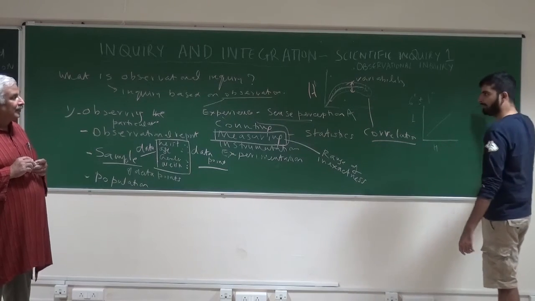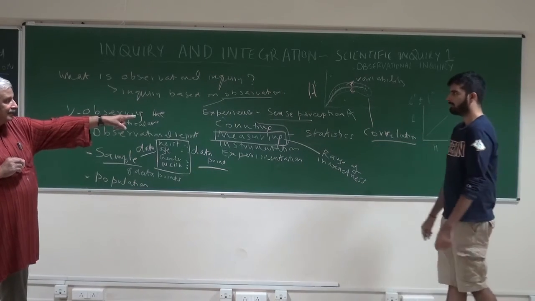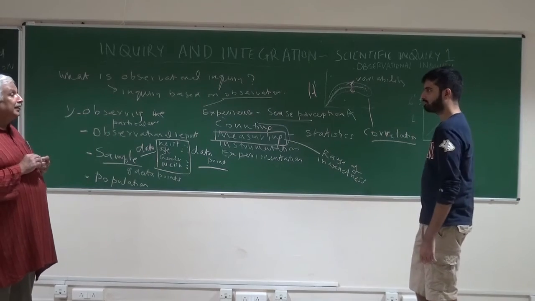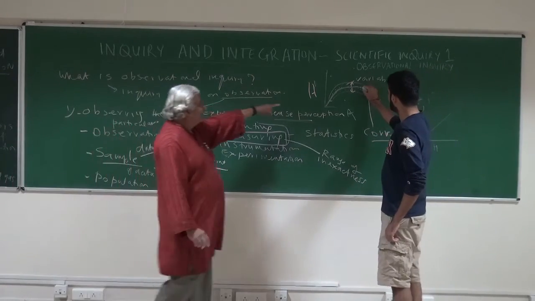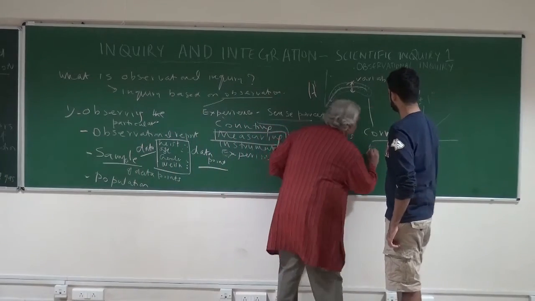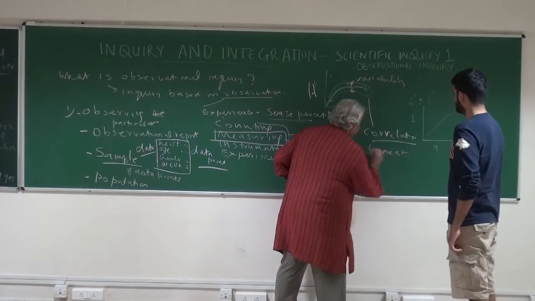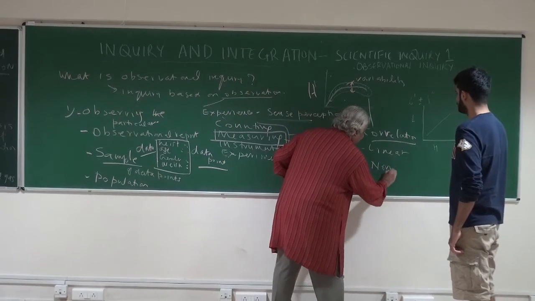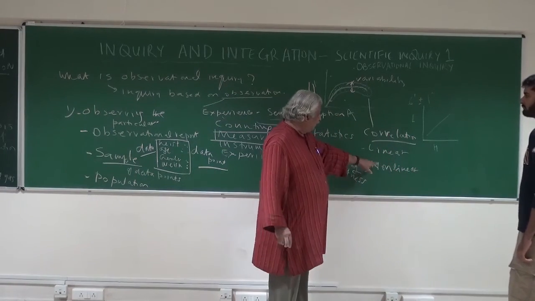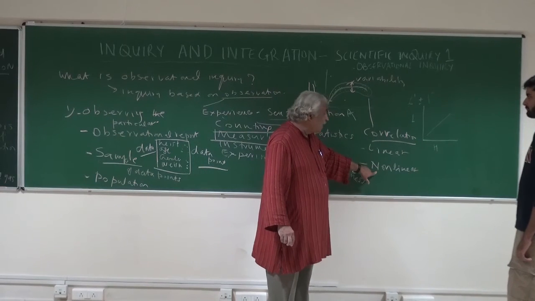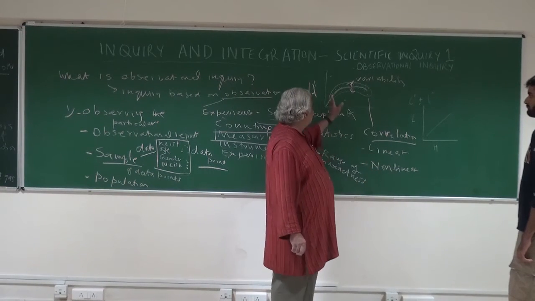That was a straight line. If it's a straight line, you call it a linear correlation. This one here is not a linear correlation. So there is linear correlation and non-linear correlation. When you say linear, it's a straight line. Non-linear means it is not a straight line, it's a curved line.